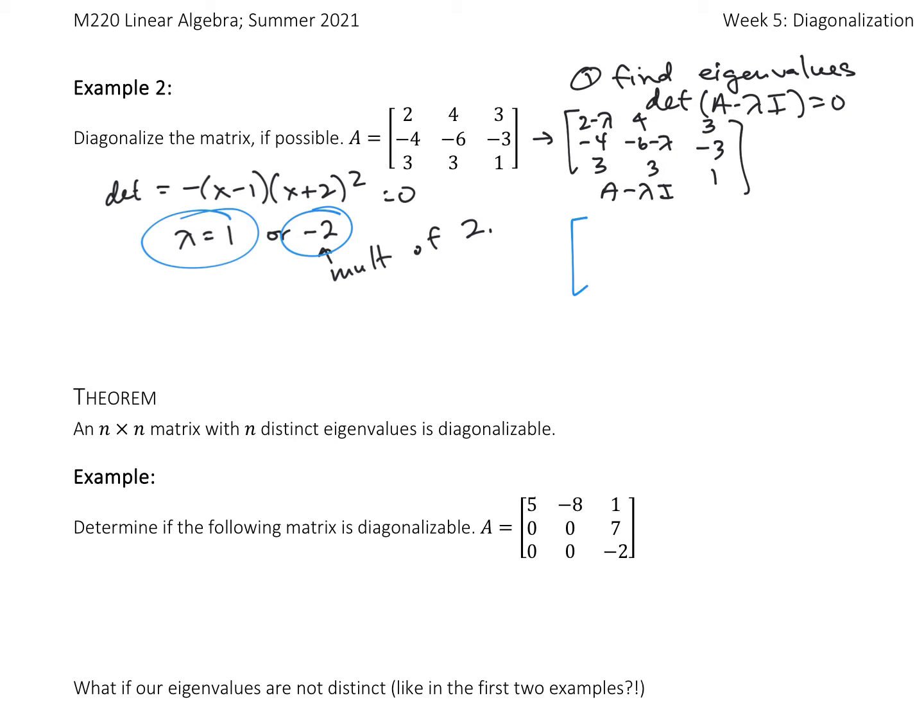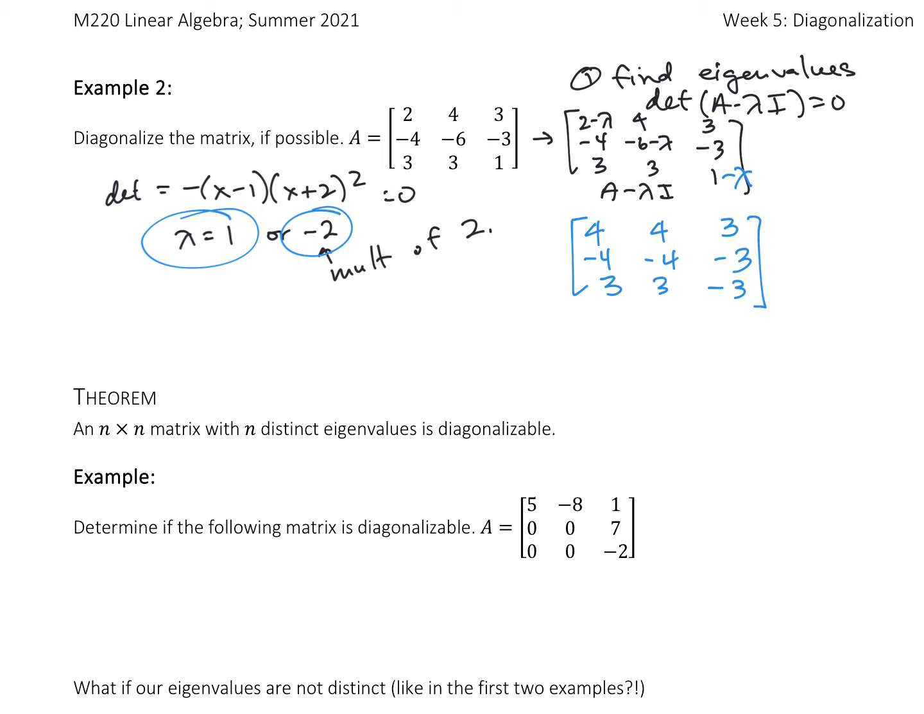That's actually a theorem that's further down the page. We'll explain why. Okay, so here we go. If I put negative 2 in here, I'd have 2 minus negative 2 is 4. Then 4, 3; negative 4, negative 6 minus negative 2 gives me a negative 4. And the last row, 3, 3. I forgot my lambda there. Stupid 3 by 3 matrices. 1 minus negative 2 is negative 3, right?